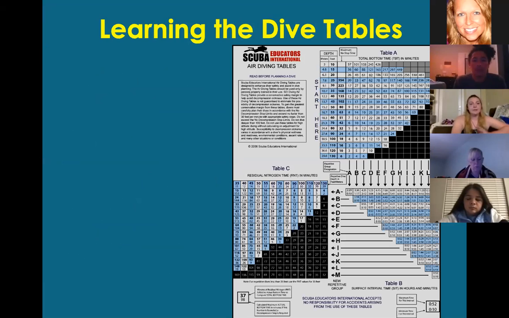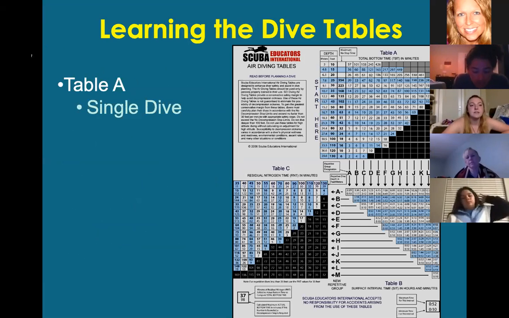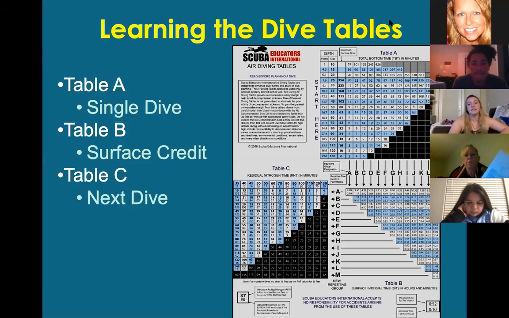Okay, so learning the dive tables. This is going to be a lot of fun. But luckily, most of you read. So table A is going to be this one in the top right. That's if you're doing a single dive. So if you're doing a single dive, you're only going to use table A. And then table B is going to be your surface credit. So this is your surface interval. How much time do you need to spend on the surface? How much time are you spending? And then table C is going to be your next dive. So this is if you're doing multiple dives in one day, you're going to use table C.